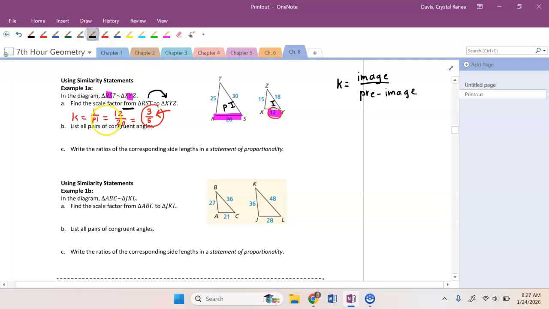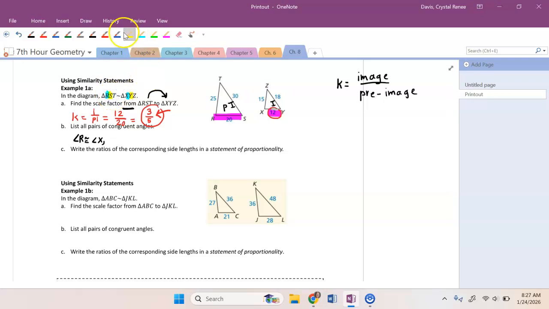Okay, list all pairs of corresponding angles. Okay, so I like to do this straight from the similarity statement. Okay, so just pay attention to the order. R and X are the first two letters, so that means that angle R is congruent to angle X.